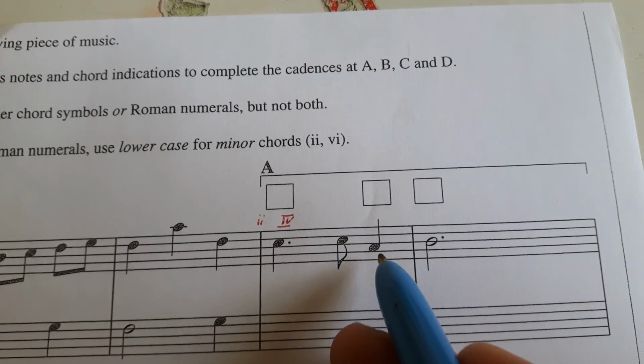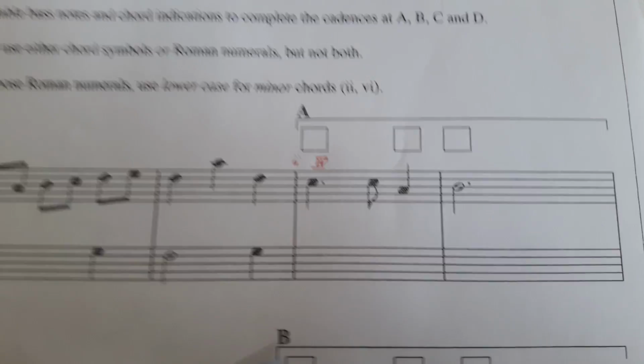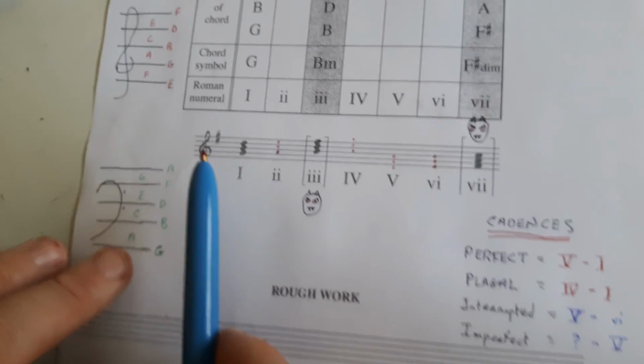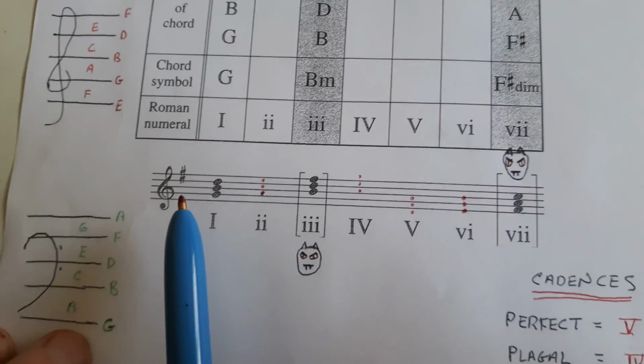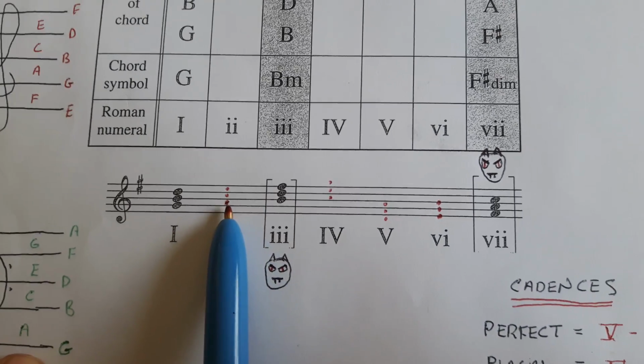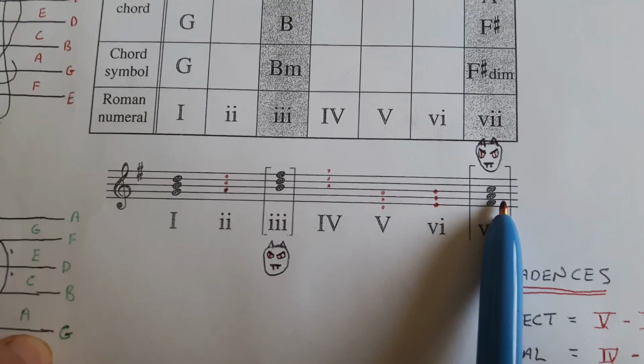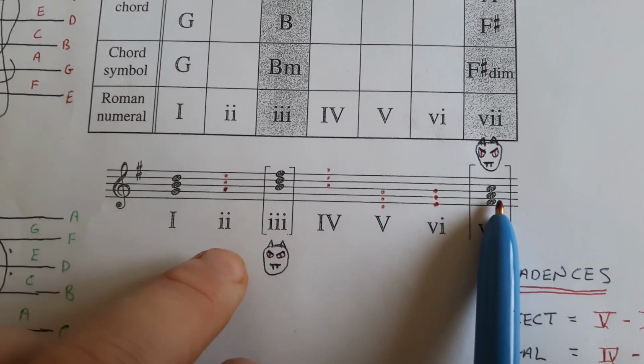Now we look at this one. This note here is an A. So we go over and see on our chord grid how many of our chords contain the note A. Careful, keep it steady. So A is the second space up. 2, 5, and 7. Once again, 7 is evil, so we're not going to consider it.